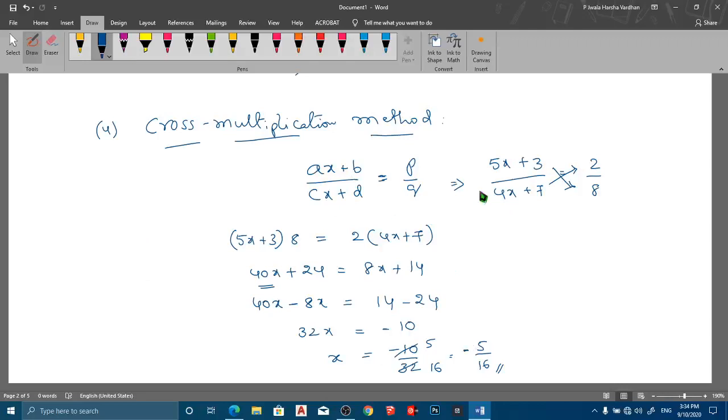Cross multiplication method means the problem will be given in this form. First you have to make the cross multiplication and then use the transposition method to solve the given equation. What is the ultimate aim of any method? You have to find the unknown value. You have to keep all the variables on the left side and send all the constant terms to the right side, then you will get the answer. So this is the cross multiplication method.